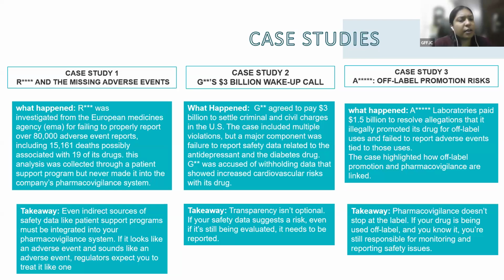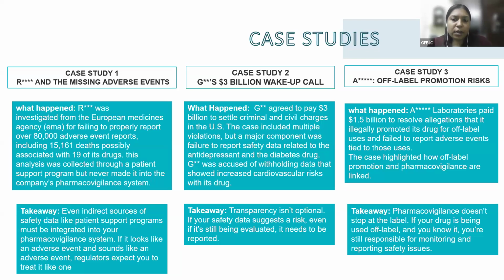The second one is a $3 billion wake-up call, which happened to a company that had to settle criminal and civil charges because there were multiple violations, but the main violation was failure to report safety data related to an antidepressant and a diabetes drug, right? The company was accused of withholding the data because it showed increased cardiovascular risk with its drugs. Now, why did they get charged so much, and why is this so important? It is because transparency is really important. If you have safety data which potentially puts patients at risk, it has to be reported and communicated appropriately, right?